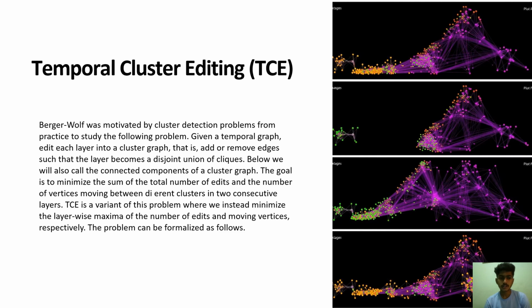Below we will also call these the connected components of the cluster graph. The goal is to minimize the sum of the total number of edits and the number of vertices moving between different clusters in two consecutive layers. TCE is a variant of this problem, where we instead minimize the layer-wise maxima of the numbers of edits and moving vertices respectively. The problem can be formalized as follows.